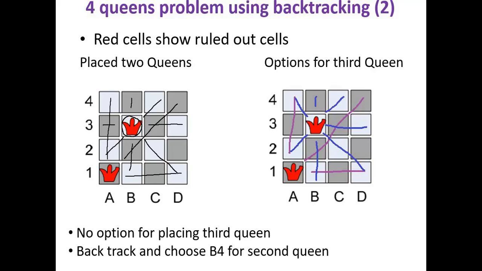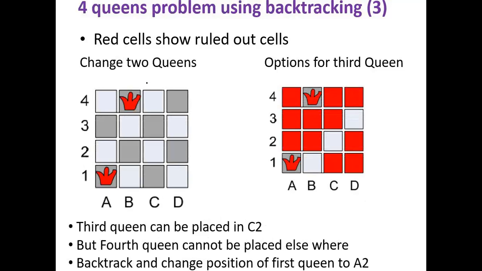Okay. So if you see in the third column, all the positions are occupied, so that you cannot place the third queen. No option to place the third queen. So what I'm doing, I'm just going back and changing the position. Instead of placing the second queen at B3, I am placing the second queen at B4. Okay, and I'm checking whether it is a feasible solution.